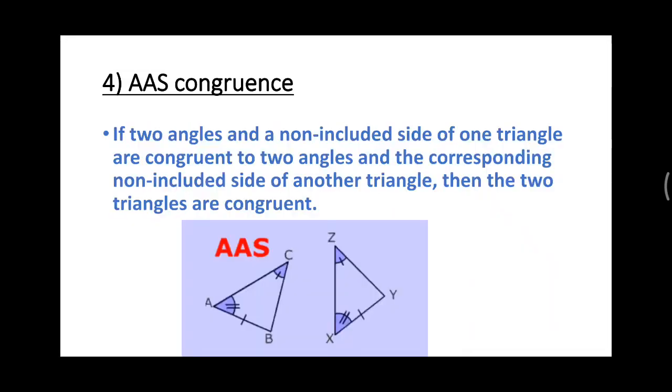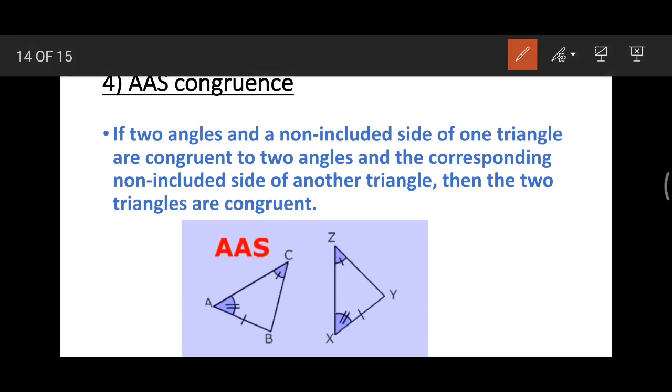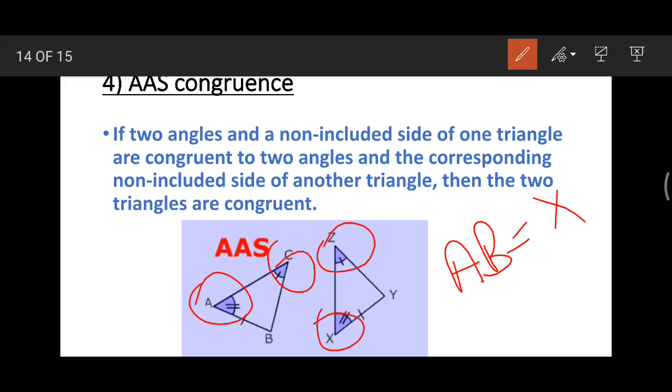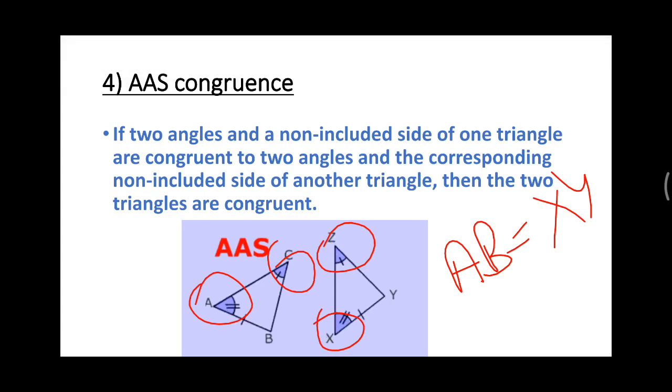Now in this figure you can see here angle A is equal to angle X, angle C is equal to angle Z, and the side AB is equal to XY. That's why this is AAS. You can see these two angles are adjacent and the side is not included between these two angles. That's why it is AAS.